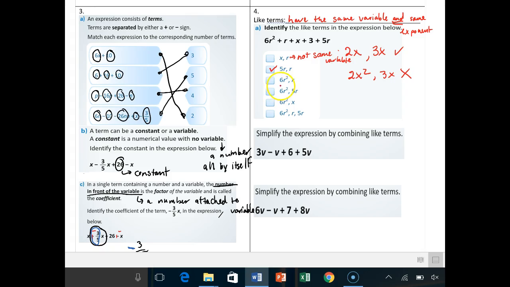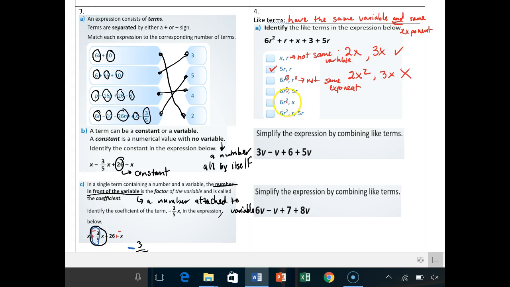Okay? 6r squared and r. Are they like terms? You might be like, well, yeah, they both have r's, but look at this one. This one has an exponent of 2, and that one doesn't have an exponent. All right? So they're not the same exponent. So therefore, they are not like terms. Right? 6r squared and 5r. Just like this one. This one's got an r squared. That one does not. So again, not like terms.